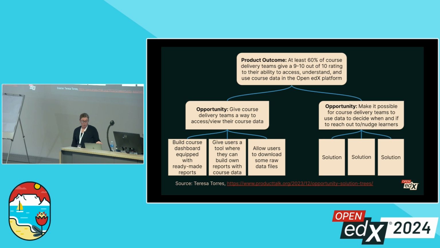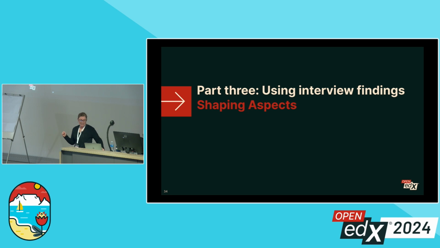You could build a course dashboard equipped with ready-made reports. Spoiler alert, we did that with Aspects. You could give users a tool where they can build their own reports with course data. We also did that. And then another solution is you could give users the ability to download some raw data files. This link here goes into this artifact in depth, if you're interested in it.